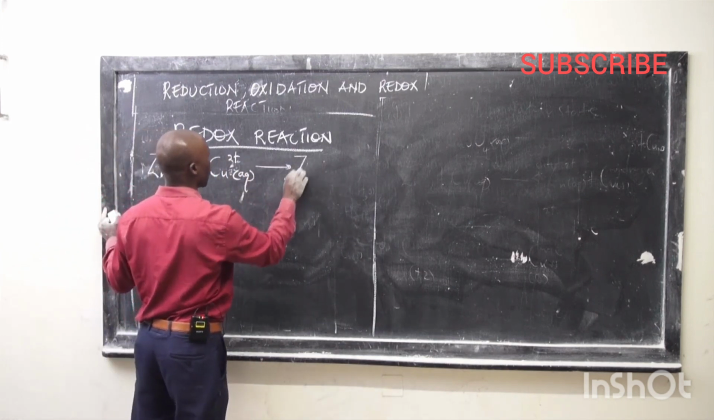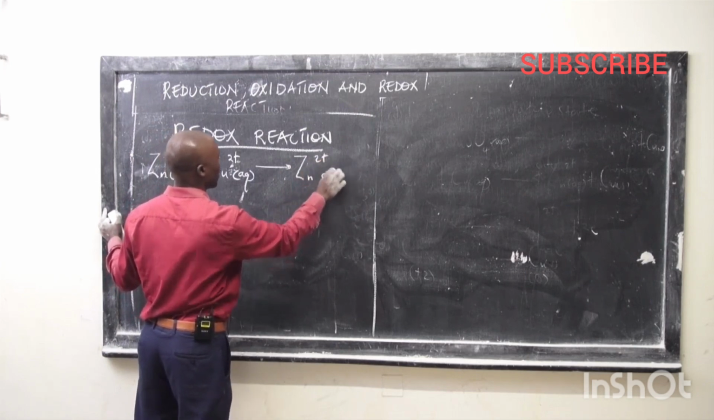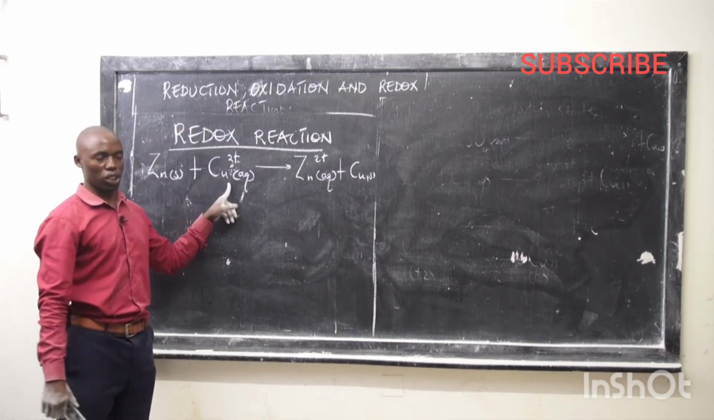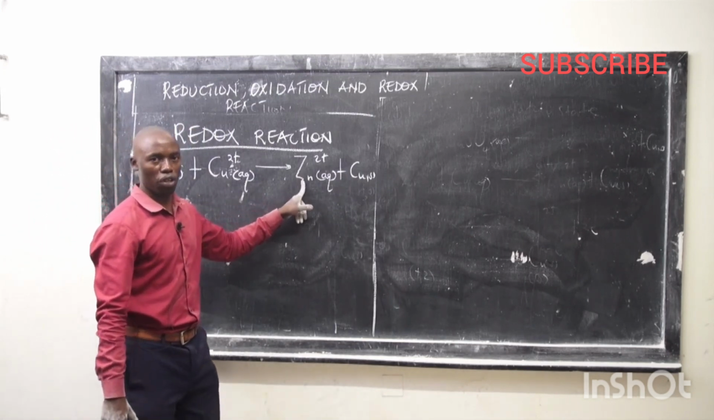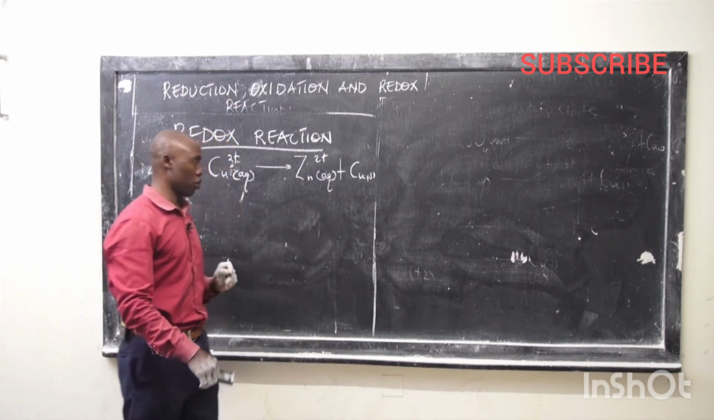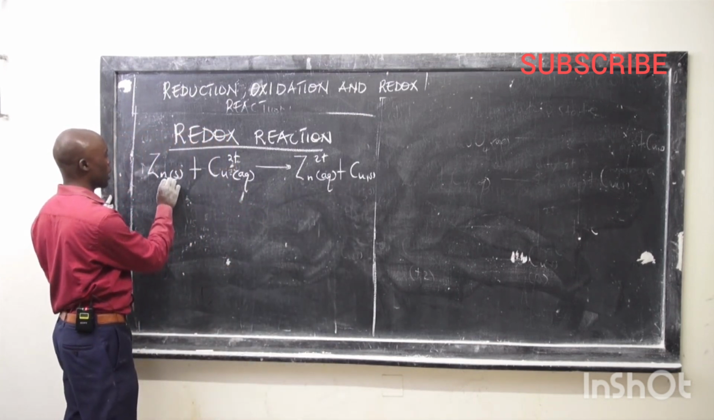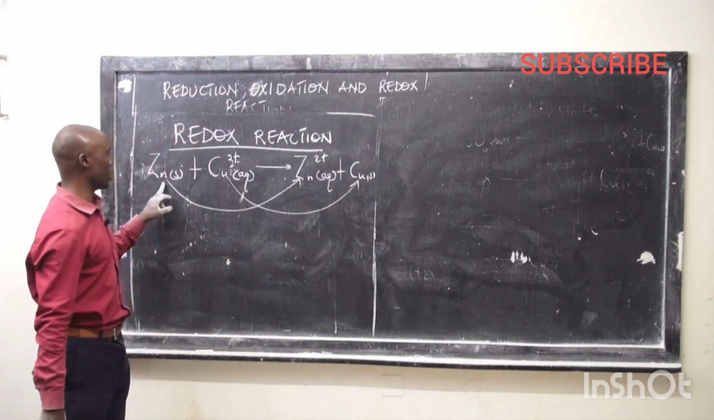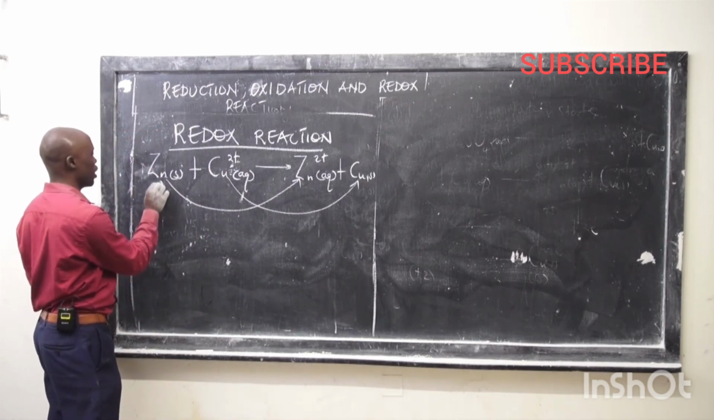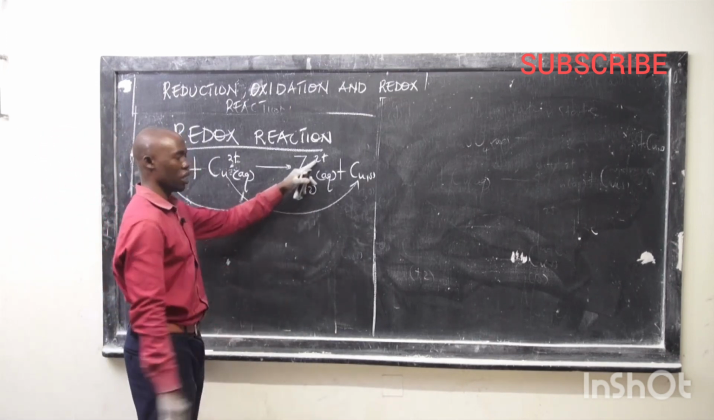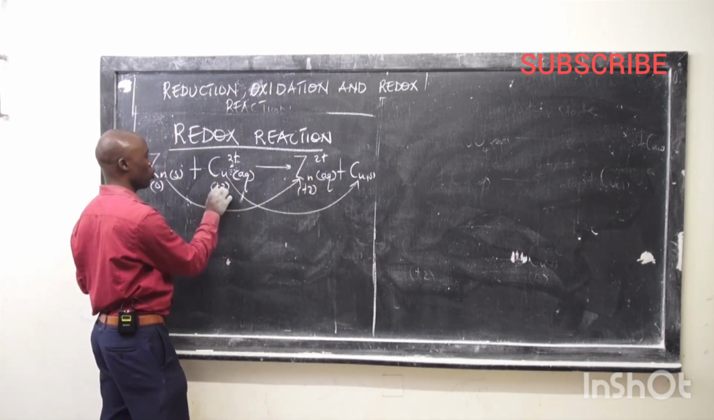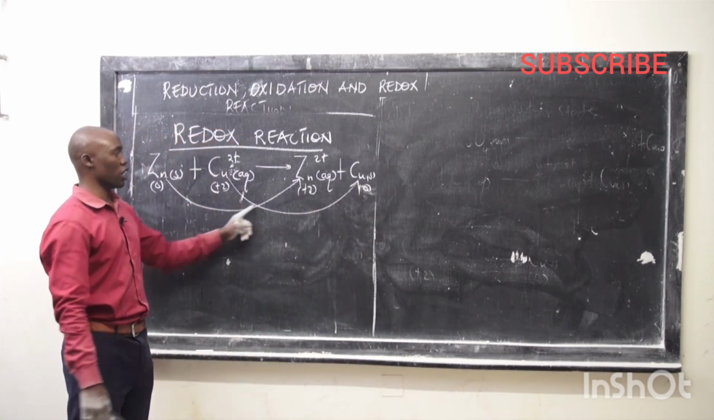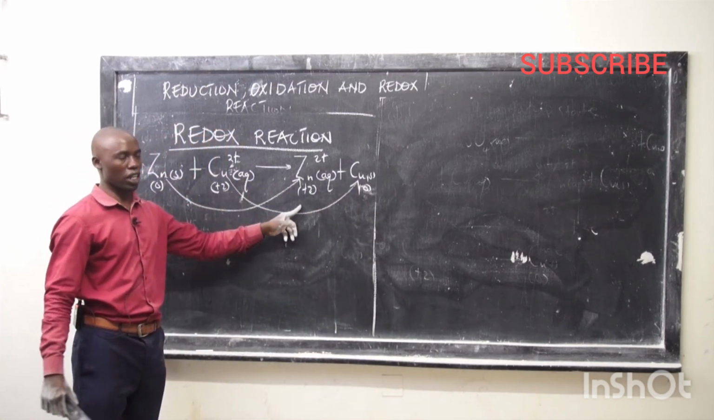So I'm using the ionic equation. You get zinc ions plus copper metal. So this is zinc granules added to copper(II) sulfate solution to give us zinc sulfate solution and copper metal. If we look at the oxidation states, you can view this reaction and see that the oxidation state is 0 here, has increased to +2 here. Here the oxidation state is +2, has reduced to 0. So you can see that one reaction is an oxidation reaction and the other one is a reduction reaction.